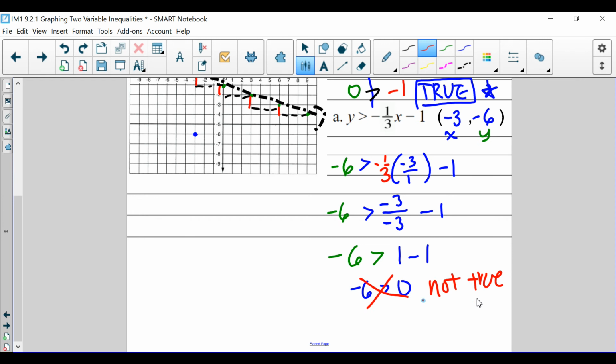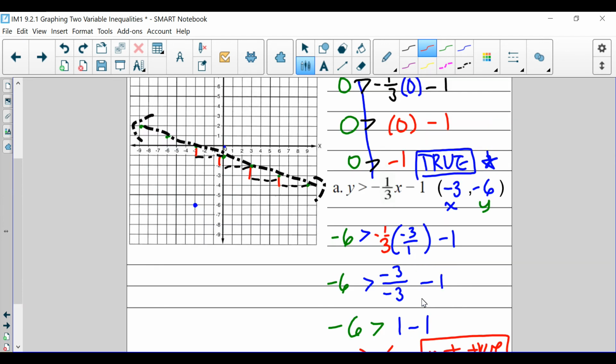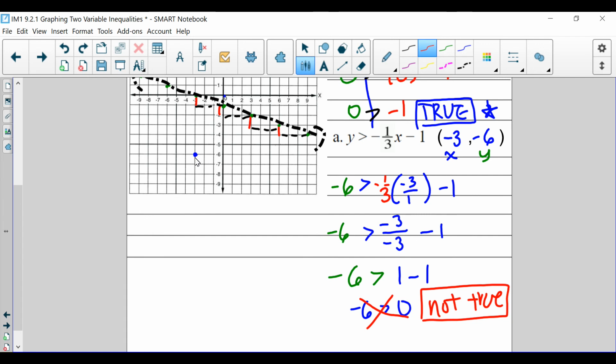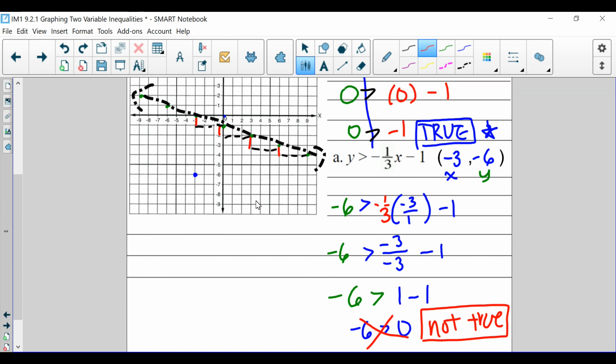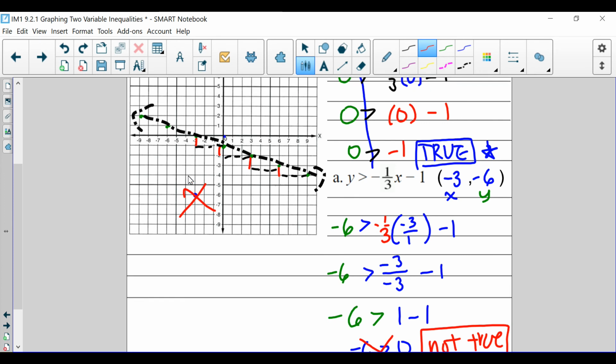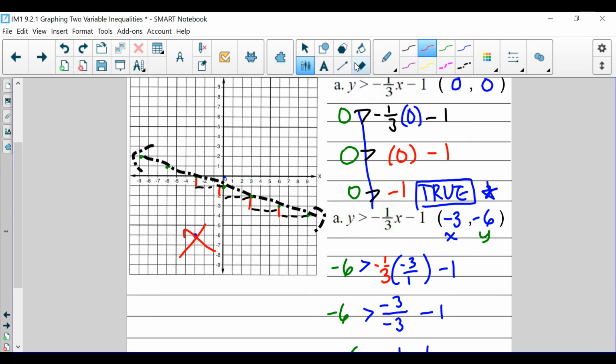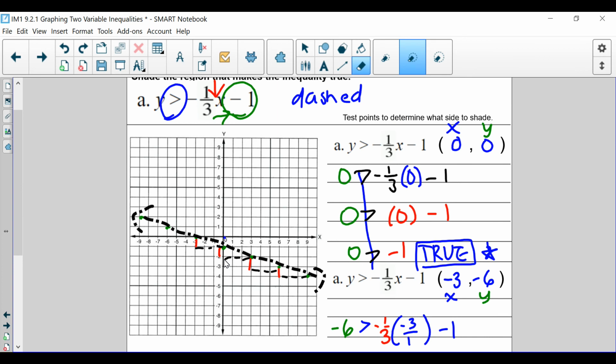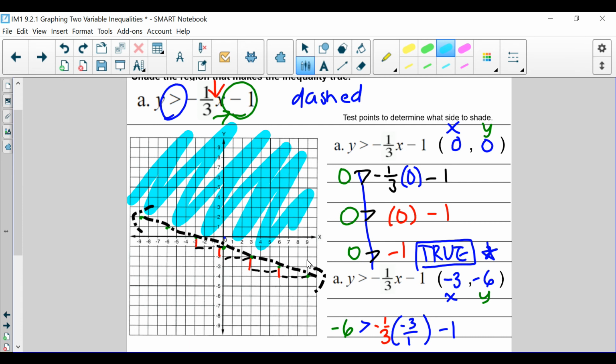So we just proved that this point (-3, -6) is not a solution. So where do we shade? Since that one is not a solution, that's not what we want. Instead, we're going to shade above. Why? Because (0, 0) ended up working out, meaning everything on this side gets shaded. Why? Because those are all solutions to the inequality.